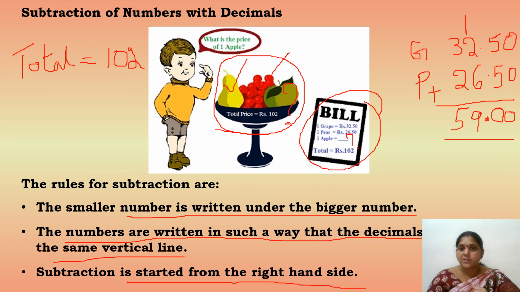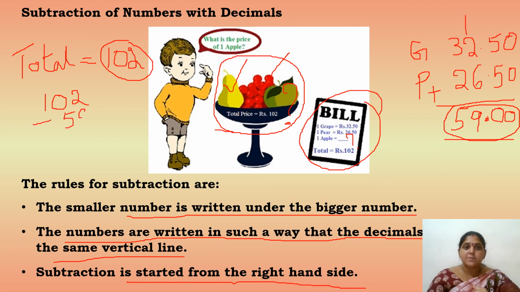Now we have to find the value of apple. What do we have to do? We have to subtract this 59 from the total cost. So our total cost is 102. From that we have to subtract 59. Normal subtraction. 9 is in the 1's place, 5 is in the 10's place. This is how you are going to write.